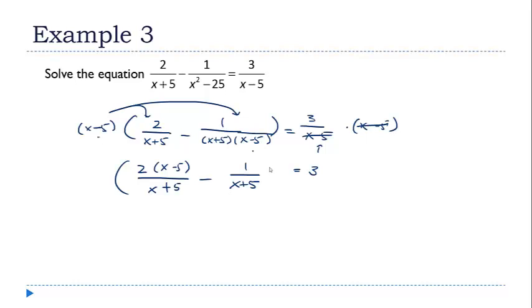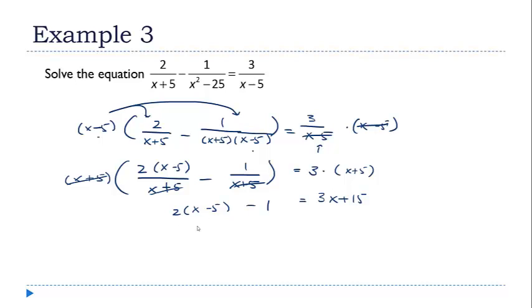For the last step here, I'm going to multiply both sides by x plus 5. And the right side will become 3x plus 15. And on the left-hand side, when I distribute, the x plus 5s are all going to cancel, and I'm left with 2 times (x minus 5) minus 1. And sure enough, excellent. Now we've ended up with a linear equation.